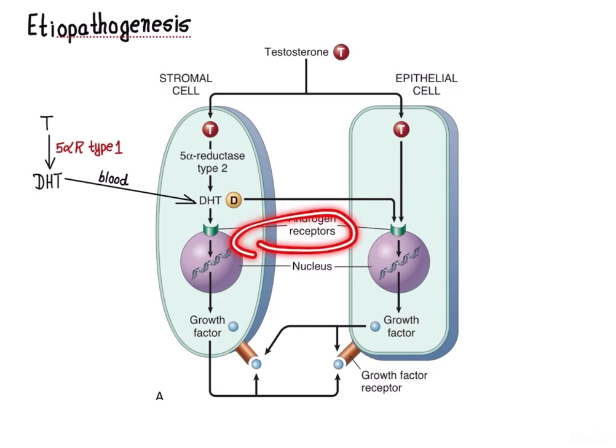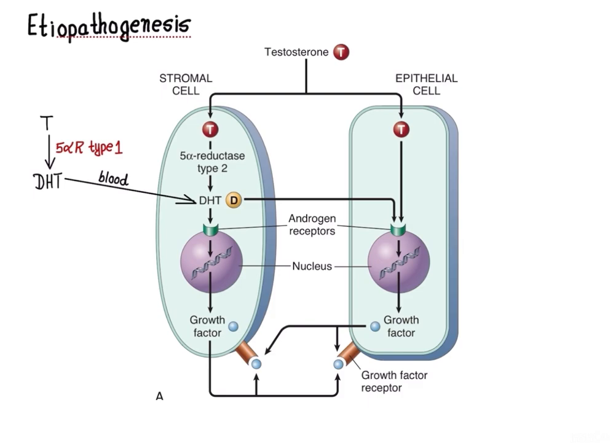So this dihydrotestosterone will bind with the androgen receptors, and as a result of binding of dihydrotestosterone and androgen receptor, there will be transcription of the genes which are involved in the synthesis of growth factors. So there will be synthesis of a lot of growth factors by the stromal and the epithelial cells, and these growth factors will in turn act on the receptors which are expressed by stromal cells and epithelial cells, leading to their proliferation and prostatic enlargement.